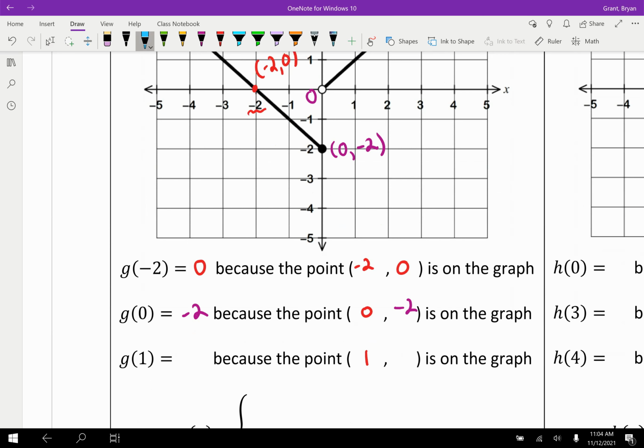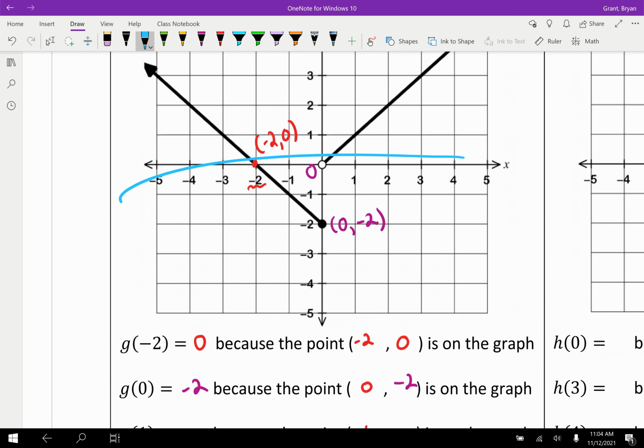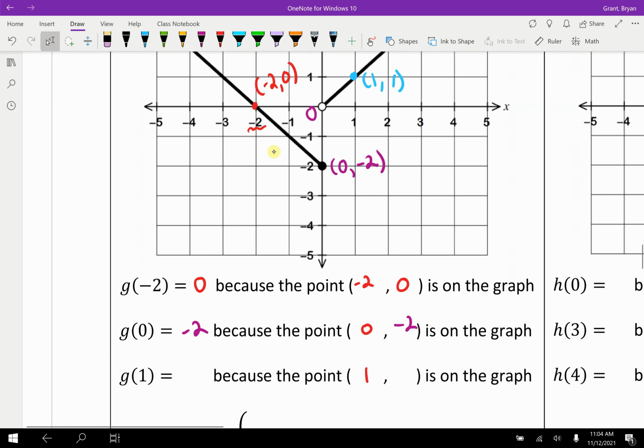Trying one more, g of 1 equals, well, if I do g of 1, we go to the x-axis at 1, and we ask ourselves, is there a value on the graph that will have an x value of 1? And I think there is. That is this point right here. When x is 1, what is the y? Well, the y is also 1. And so we have the point 1 comma 1.